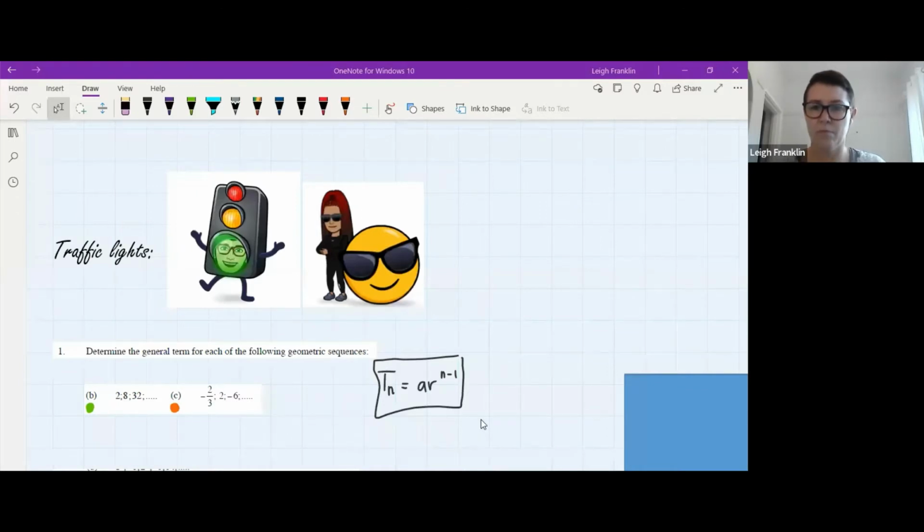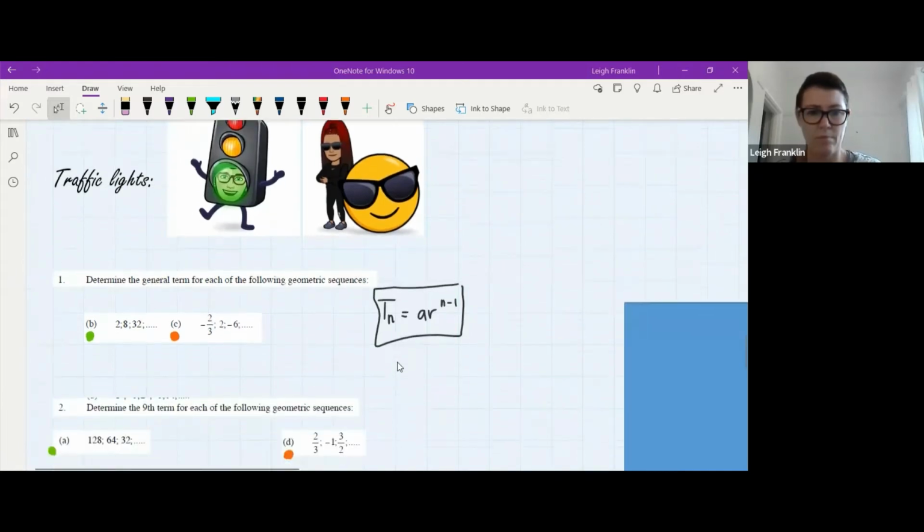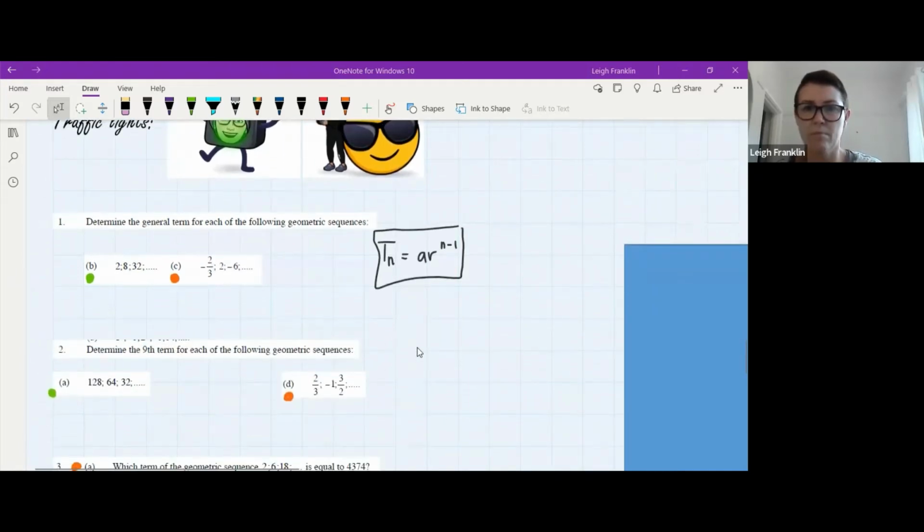Okay, guys, I'm just going to explain the general term for B quickly. So to find the common ratio, you either say term 3 divided by term 2, or you're going to say term 2 divided by term 1. And if you do that, you'll find that R is equal to 4. So you either say 32 divided by 8 or 8 divided by 2, and your R is 4. And then you substitute it into the equation we have on the right on your screen there. So Tn is AR to the n minus 1.